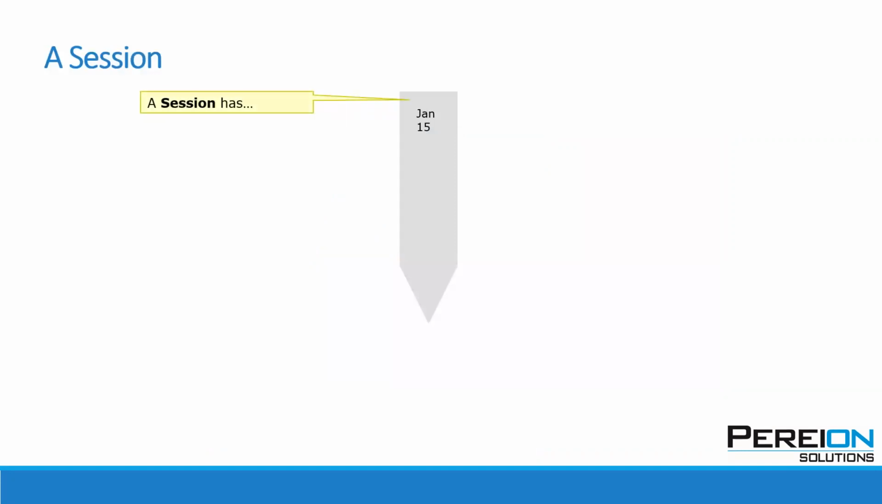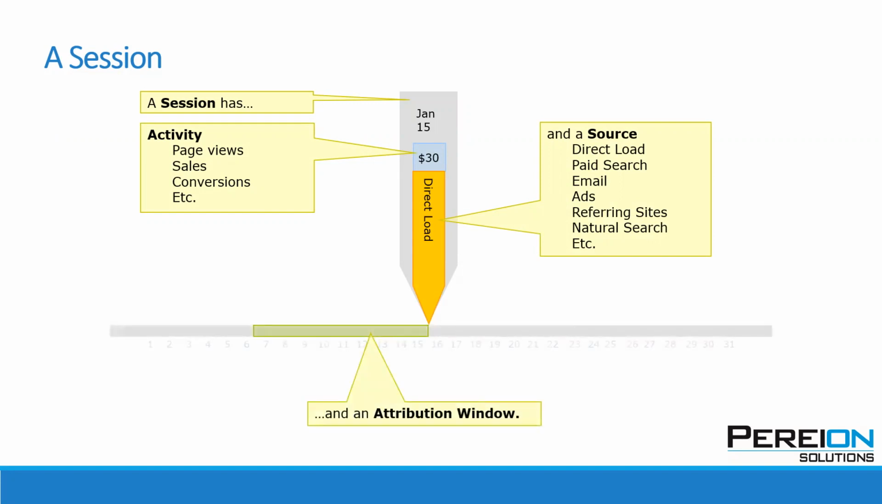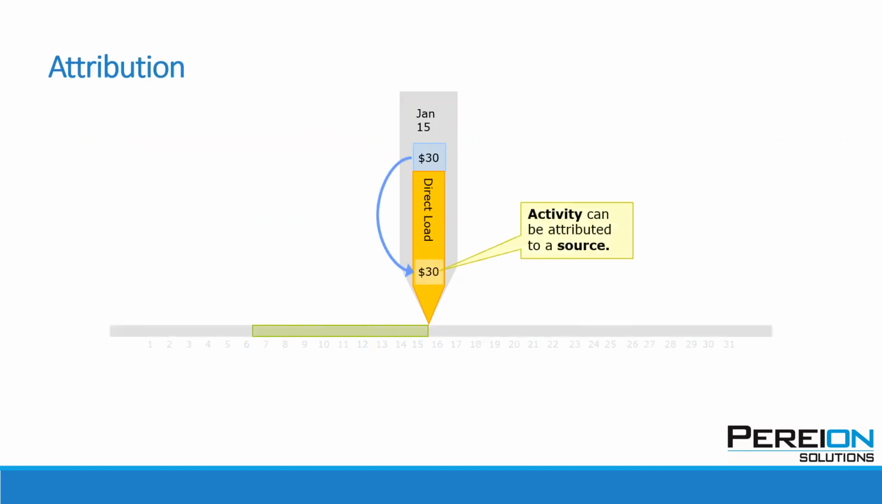So let's dive into an example of marketing attribution. A session has activities such as page views, sessions, and conversions, and a source. For example, direct load, paid search, email, display ads, referring sites, or natural search. And it has an attribution window. Activity can be attributed to a source. This is same session attribution. In this example, direct load gets credit for the $30 conversion.